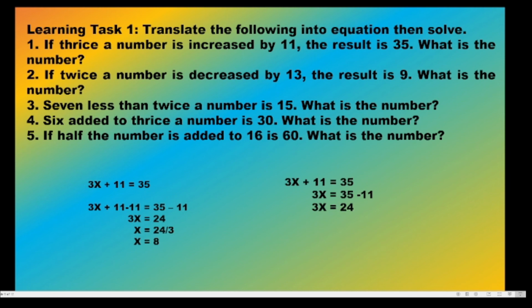To remove 3 from x, we need to put it in the 24. So it will become 24 divided by 3. The answer is 8. So we have the same answer. So it's up to you what kind of procedure you can easily use.